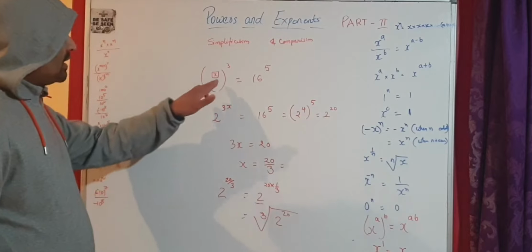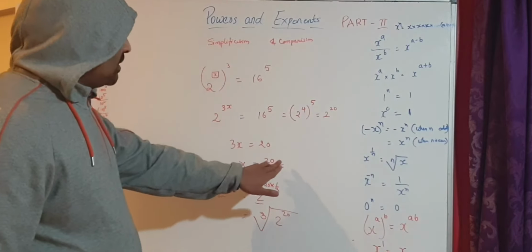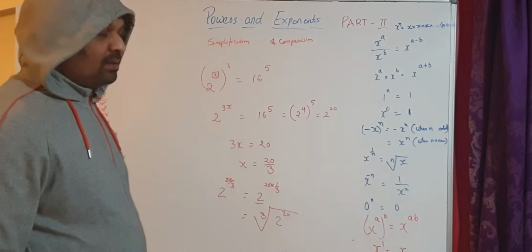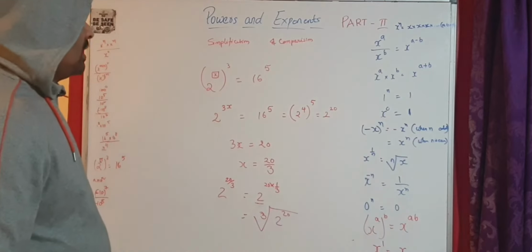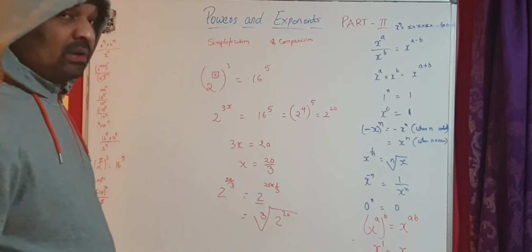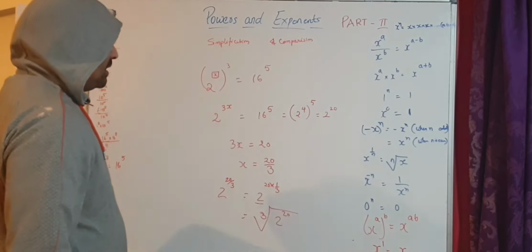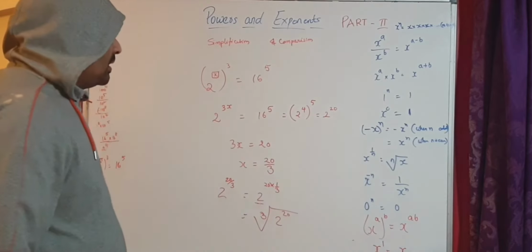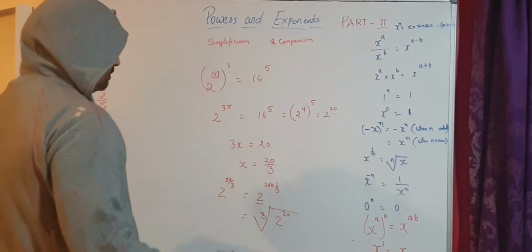So what I mean to say is that x, in this case, we got is 20 by 3. That's fine. It can be a fractional number, it can be a decimal number, it can be a negative number, it can be a positive number, it can be anything. It can be 0, it can be 1.